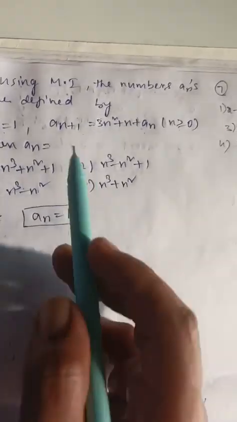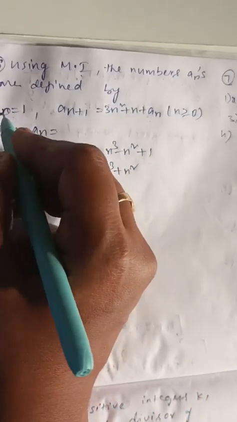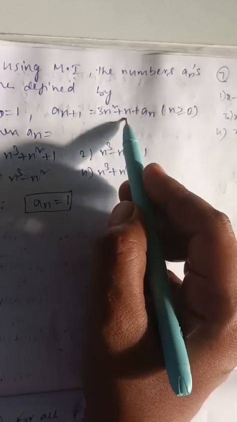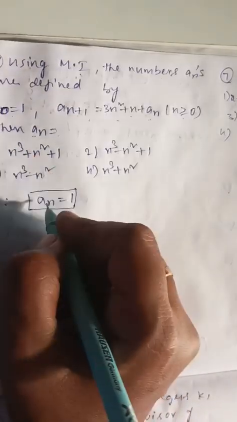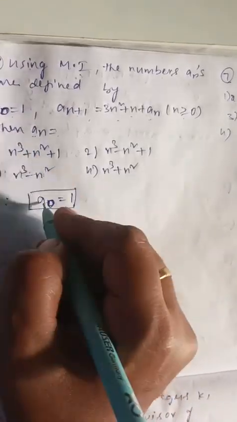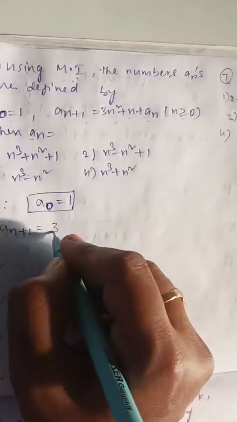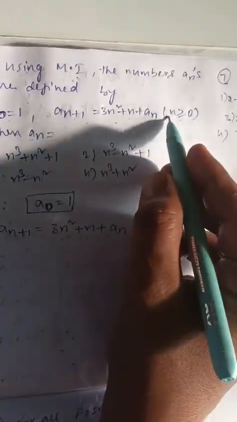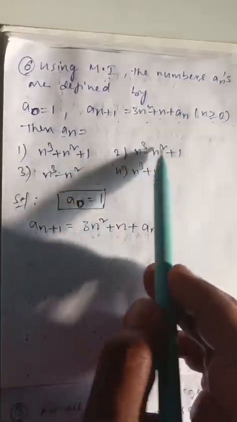Mathematical induction, sixth question. Using mathematical induction, the numbers a_n are defined by a_0 is 1, a_(n+1) is 3n square plus n plus a_n, n is greater than or equal to 0, then a_n is. Here a_0 is given as 1, and a_(n+1) is defined by 3n square plus n plus a_n. Here n must be greater than or equal to 0. So what is a_n from the given options?